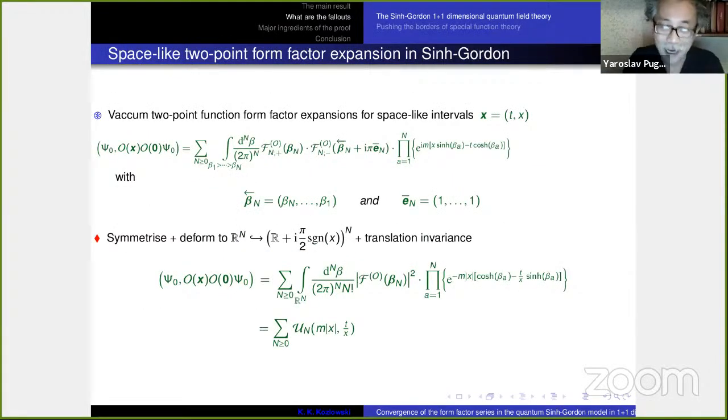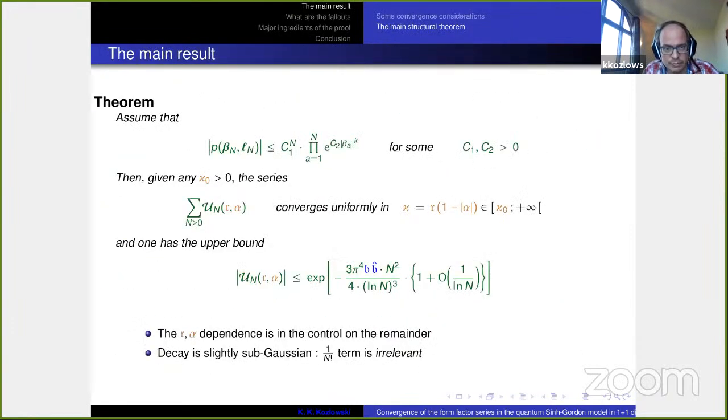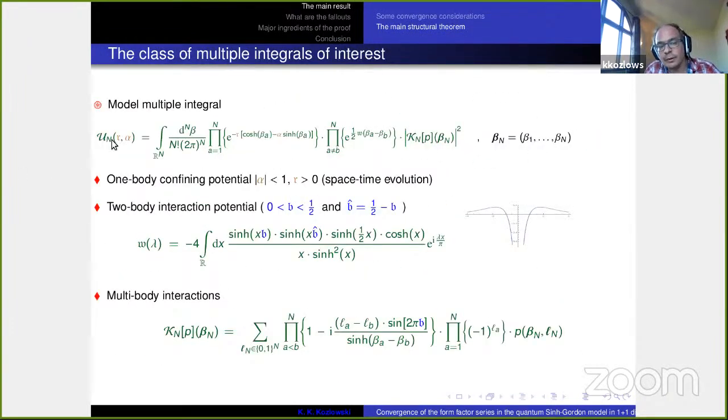So we have this 2-point function, and it's given by a series of functions u_n of the variable m times modulus of x and the ratio t over x. So t over x is smaller than 1 in modulus in the space-like regime, and then m times x is big, whatever you want. And these u_n of r and alpha are given by this n-fold integral, which is defined for any r strictly positive and alpha lower than 1.